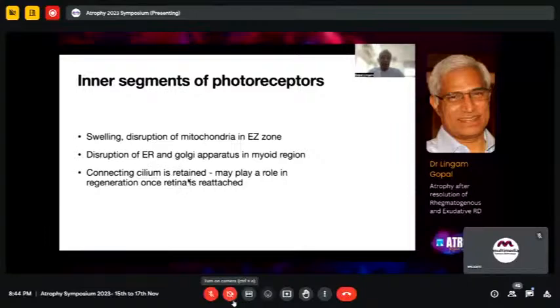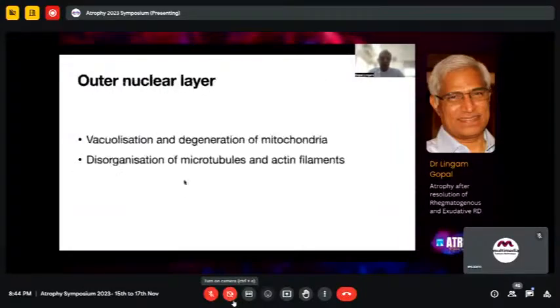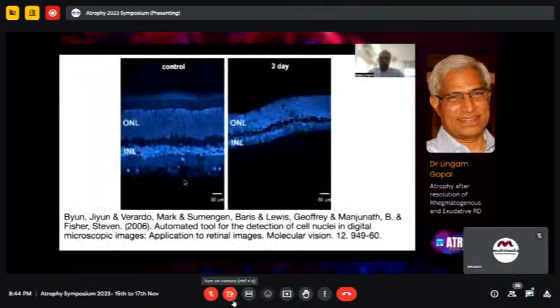The connecting cilium is retained, and this is rather important for the regeneration of retina to occur once the retina is reattached. The nuclei of rods and cones also undergo vacuolization and degeneration of mitochondria and disorganization of the microtubules and actin filaments. In this picture, we see that 3 days after inducing retinal detachment, the outer nuclear layer thickness is grossly reduced.